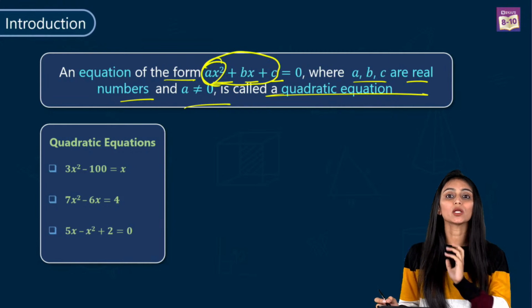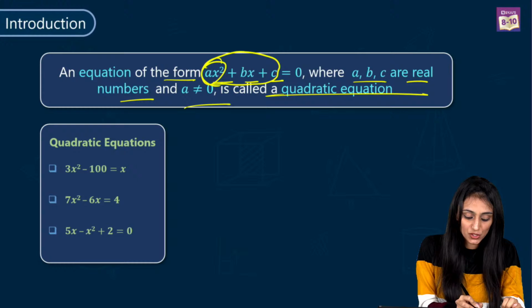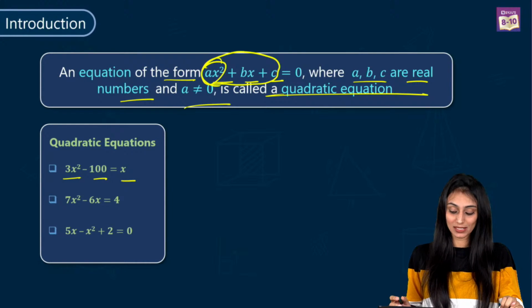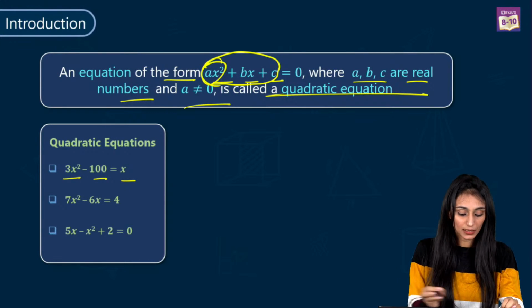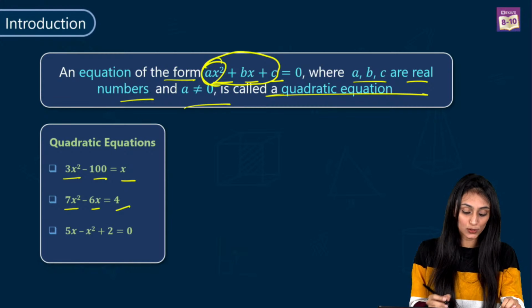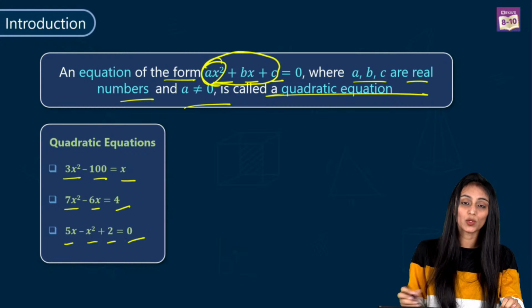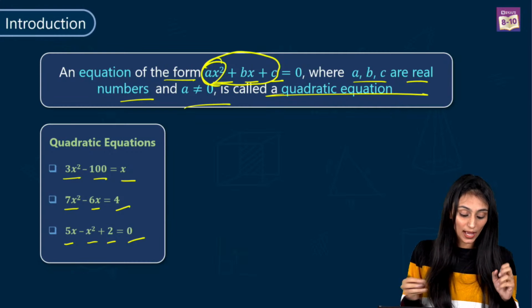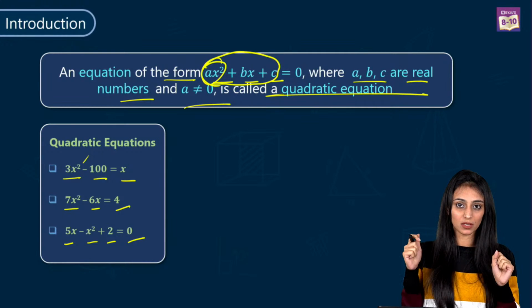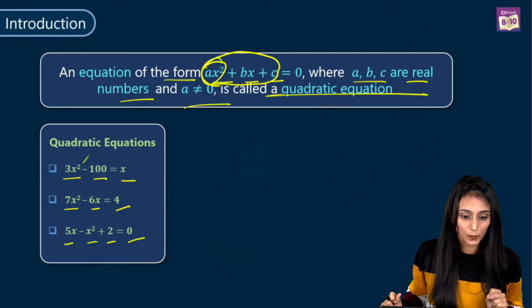Now let's take a quick look at a few examples of quadratic equations, like 3x square minus 100 equals to x. This is also a quadratic equation. 7x square minus 6x equals to 4. 5x minus x square plus 2 equal to 0. All of them are quadratic. Why? Because you can see the highest power, the degree over here, is 2.